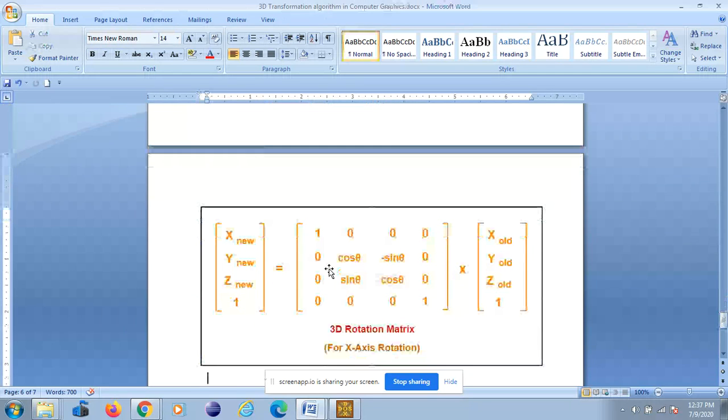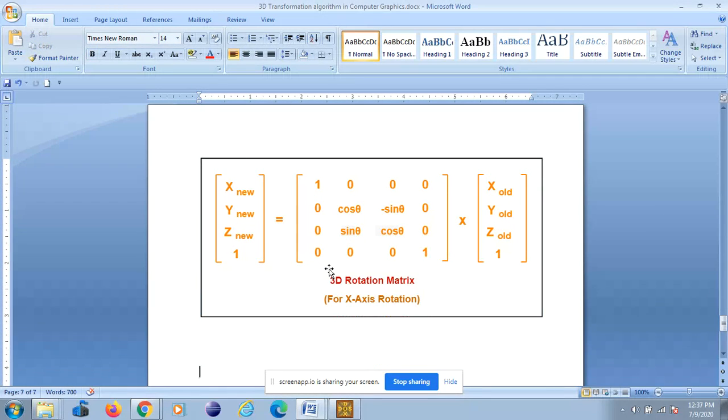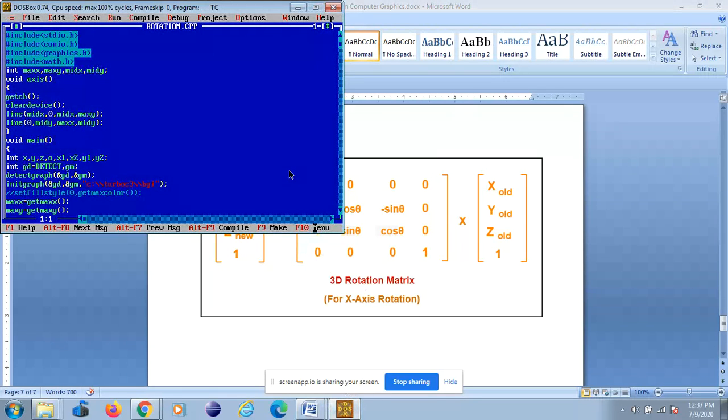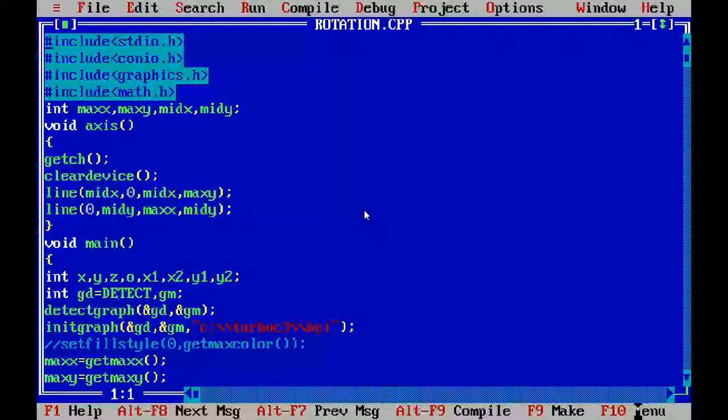So by these equations you can calculate the new values of the x-axis, y-axis, and z-axis. You can also see this rotation in matrix form. Here is the 3D rotation matrix for x-axis rotation. For y-axis rotation it will be changed, and for z-axis rotation it will be changed. Now I am showing you the implementation of 3D rotation in a 3D plane.